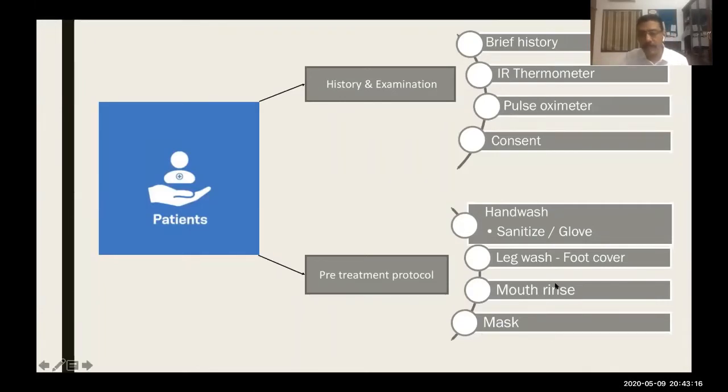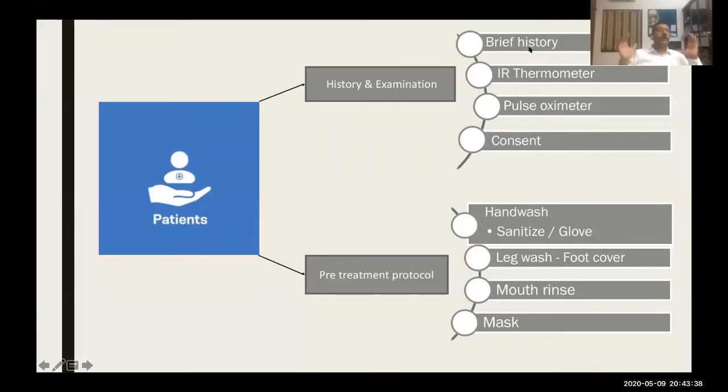If there is a chance for having a mouth rinse outside the clinic, if there is a wash basin outside, then you can allow even the mouth rinse. Otherwise, you can just put a mask on the patient and get the patient to the reception. Once the patient is in the reception, we take a brief history.